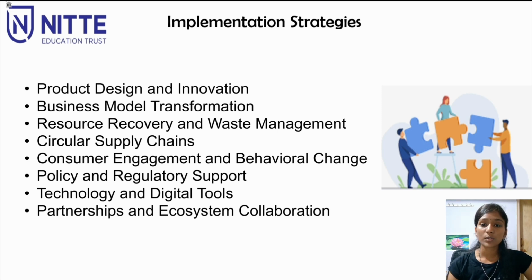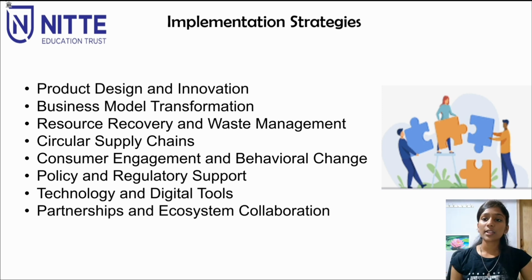Then comes business model transformation. The objective is to shift from linear to circular models. Strategies include product as a service, as discussed earlier, to rent or lease models like tools, electronics, or vehicles. Then take back schemes like businesses recover used products for refurbishment or recycling. Then sharing platforms. It enables collaborative consumption like ride sharing, clothing swaps, etc.